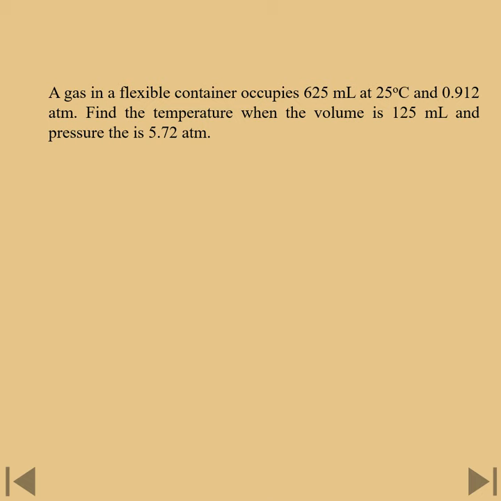Okay, a gas in a flexible container occupies 625 milliliters at 25 degrees C and 0.912 atmospheres. Find the temperature when the volume is 125 milliliters and the pressure is 5.72 atmospheres. Okay, I think we're going to use our units again, and so we're after the new temperature, so T2 must get its units from somewhere. It gets it from T1. And the other factors affecting the system are volume and pressure.